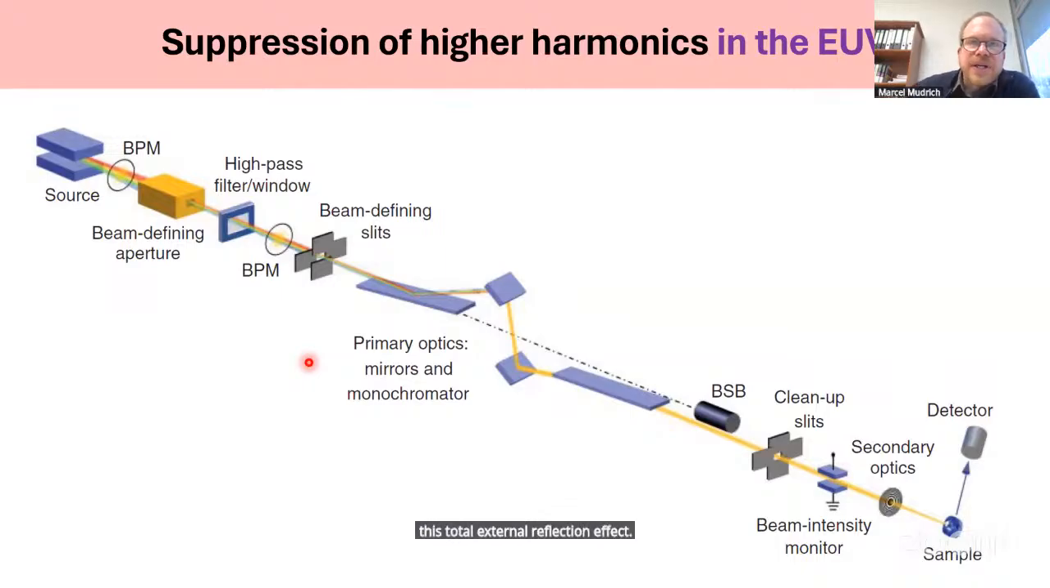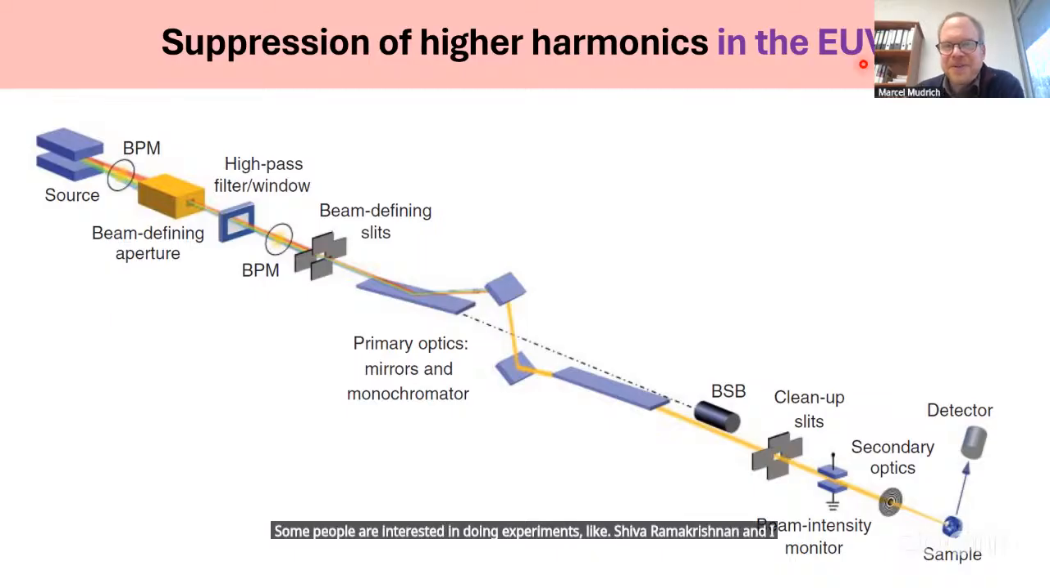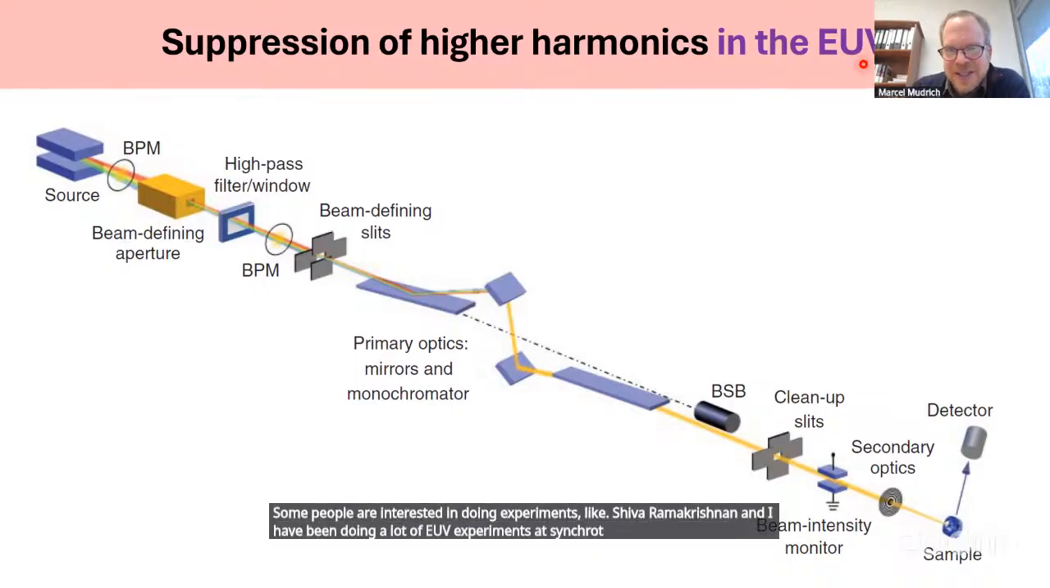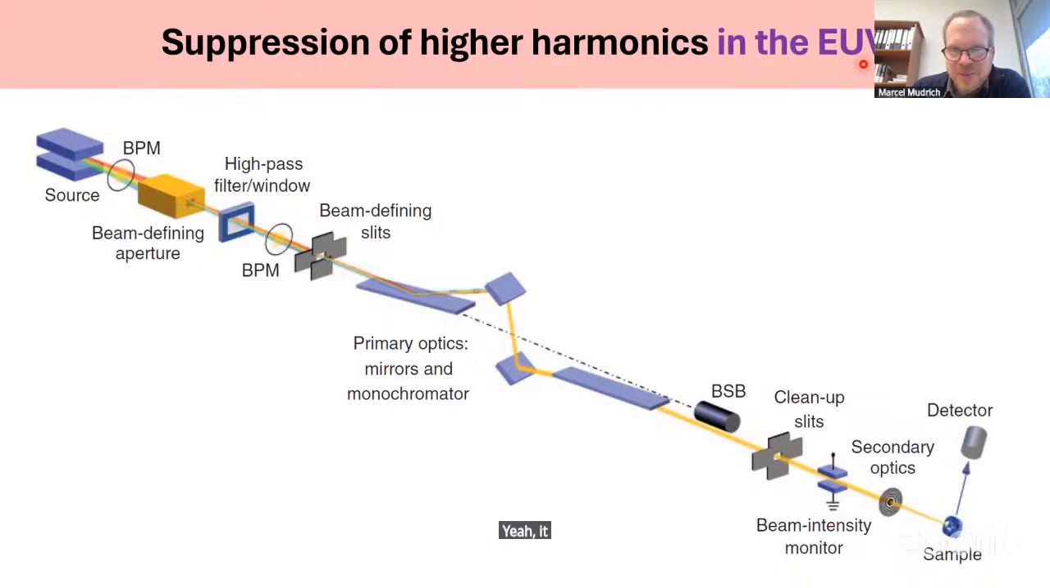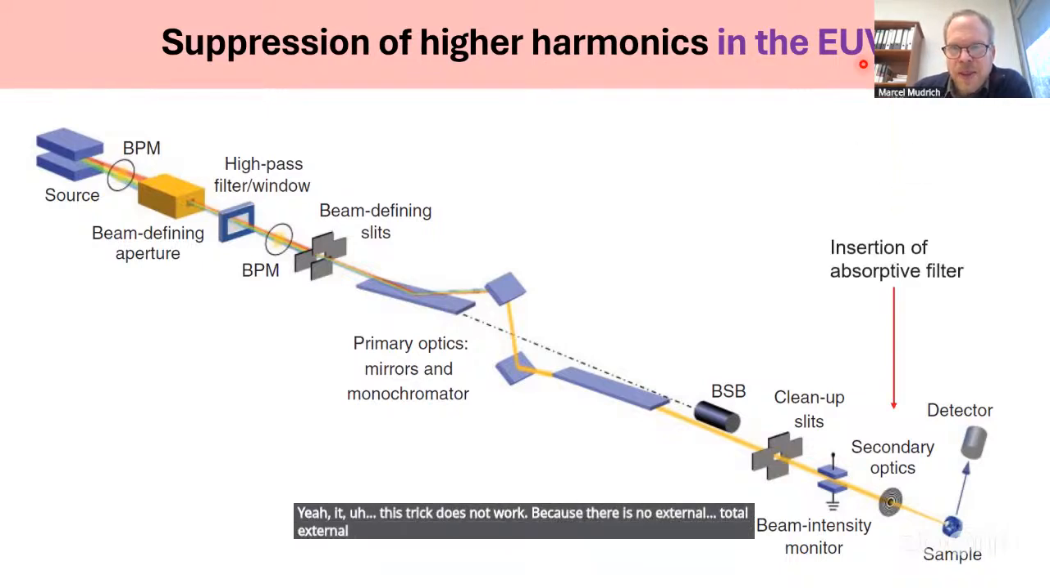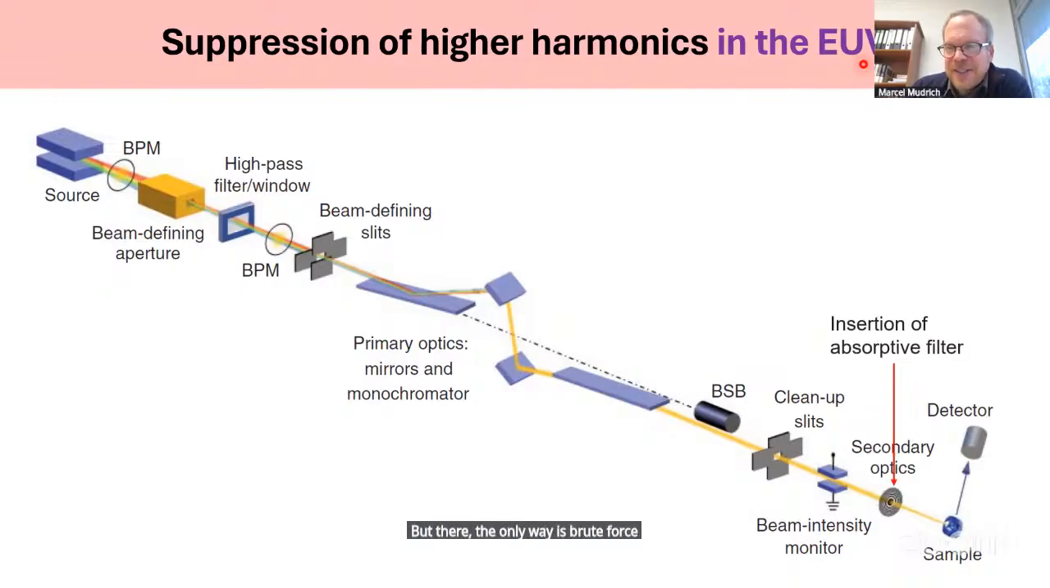In the EUV range, so extreme ultraviolet, at much shorter photon energies, some people are interested in doing experiments like Shiva Ramakrishnan and I have been doing, a lot of EUV experiments at synchrotron beamlines. There, this trick does not work because there is no total external reflection. But there, the only way is brute force suppressing higher harmonics by putting in some absorptive filter that would filter out the higher harmonics.